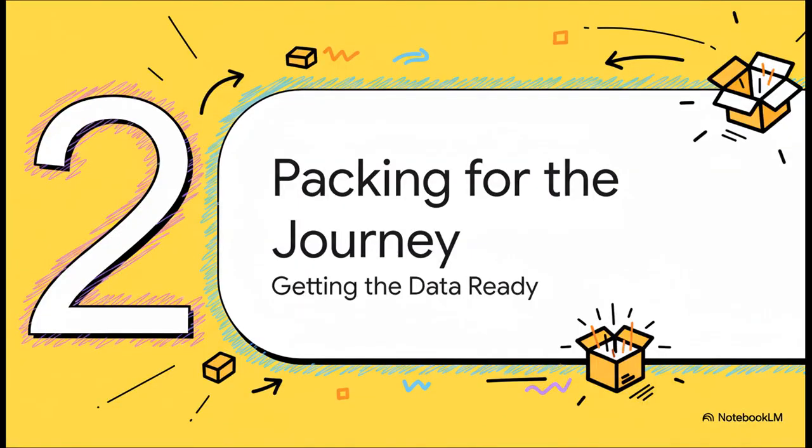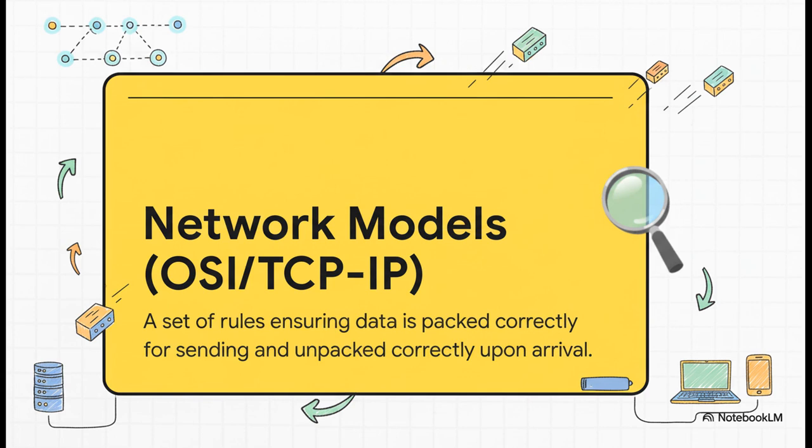Okay, so we found the correct address. Awesome. But your request can't just be flung out into the void. No, it has to be carefully and precisely packaged for the trip ahead. And this whole process follows a really strict set of rules, basically a standardized checklist known as a network model, like TCP/IP. You can think of these as the internet's universal packing instructions. They make sure that data is packed up correctly by the sender and can be unpacked perfectly by the receiver, and it doesn't matter what kind of computer or phone or server is involved.